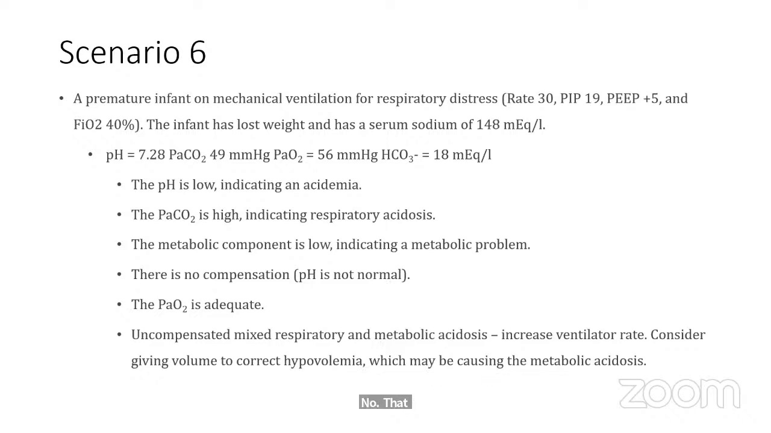There is a metabolic problem, as you rightly said. So there is no compensation. The pH is not normal. The PO2 is adequate. So this is uncompensated mixed respiratory and metabolic acidosis. So, what are the interventions? You might consider increasing your ventilation by increasing your ventilatory rate or some other maneuvers. You might consider giving some volume to correct the hypovolemia, which may be the cause of this metabolic acidosis.